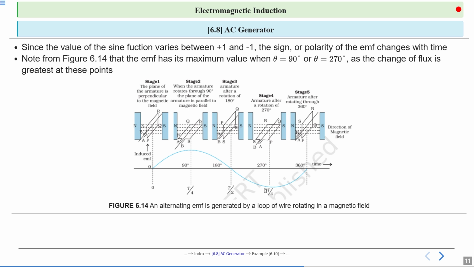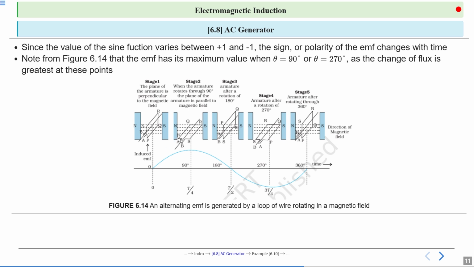Okay, got it? So figure 6.14 is representing an alternating EMF generated by the loop of wire rotating in a magnetic field. You can find the direction of induced current in the coil also. How? By using the right hand rule. In the second stage, you can see the coil is rotating clockwise. Now, after this, SR will go downwards and PQ will go upward like this.